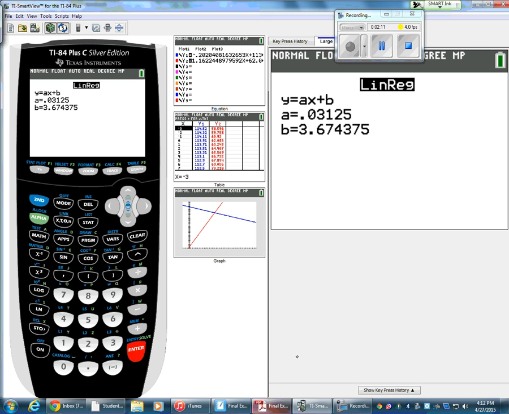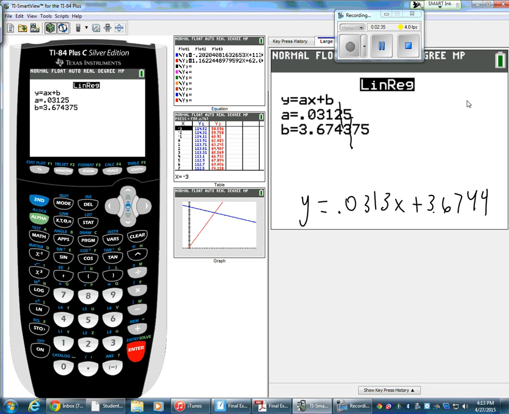So that'd be y equals 0.0313x plus 3.6744 if I rounded correctly, because you look at the number right after the fourth decimal place, and if it's 5 or larger, you round that fourth number up. So that's my equation. That's part A.